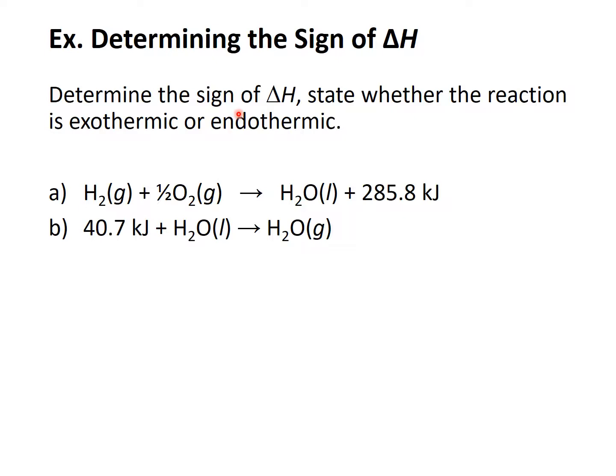In this example, we are asked to determine the sign of delta H and state whether the reaction is exothermic or endothermic. In question A, we see that heat appears on the product side of the reaction, and therefore heat is released, and therefore delta H is negative, and the reaction is exothermic. In question B, we see that heat appears on the reactant side of the reaction, and therefore heat is absorbed in this reaction, and so delta H is positive, and the reaction is endothermic.